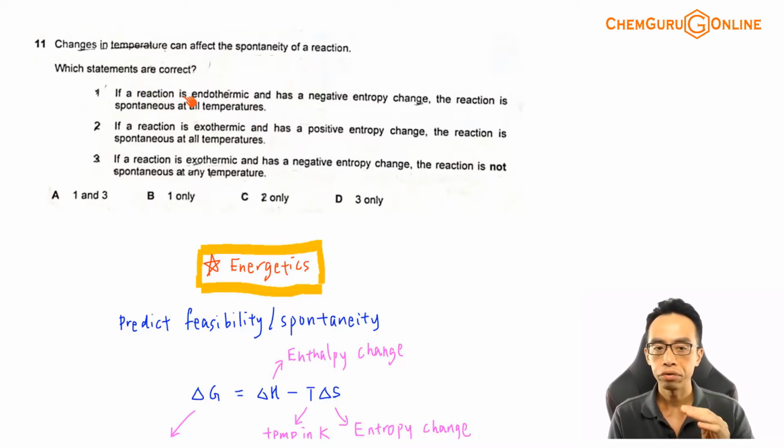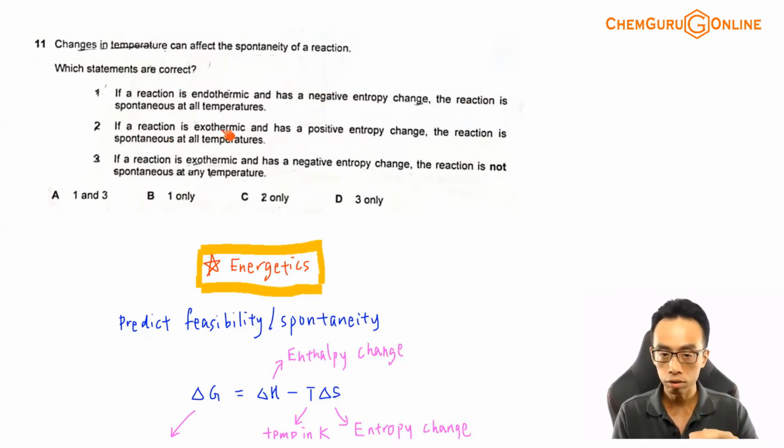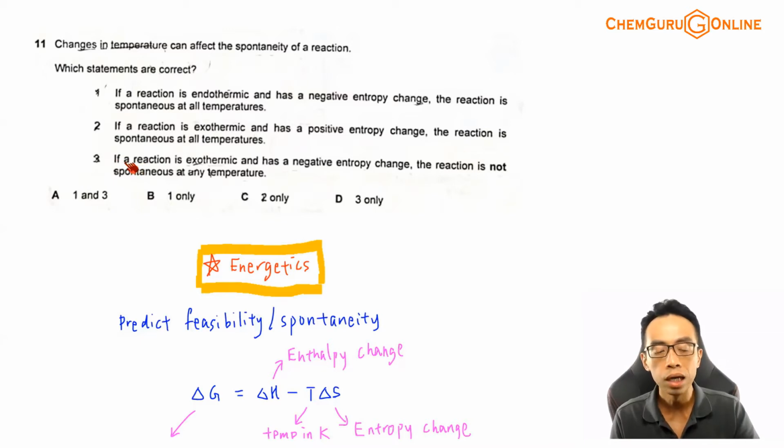Statement number one, if a reaction is endothermic and has a negative entropy change, the reaction is spontaneous at all temperatures. Statement number two, if a reaction is exothermic and has a positive entropy change, the reaction is spontaneous at all temperatures. And finally, option three, if a reaction is exothermic and has a negative entropy change, the reaction is not spontaneous at any temperature.